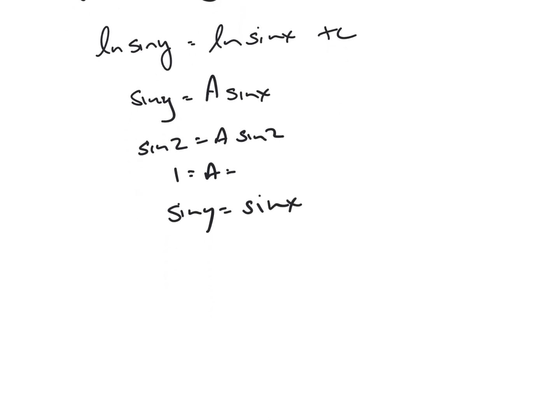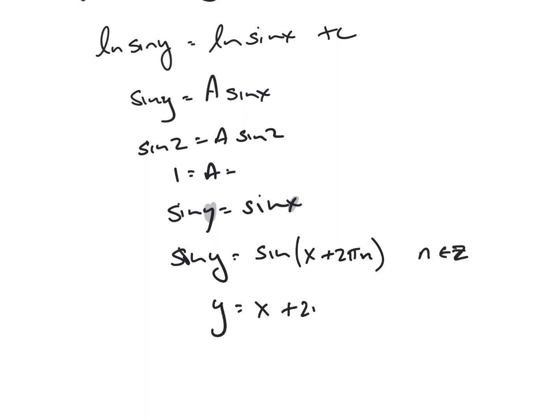So at this point, I have to recognize that y and x are angles. And so I also know that y is going to equal x plus 2 pi, or 4 pi, or 6 pi n, where I know n is an integer. It can be a positive or negative integer. It belongs to Z. And so then I can say that y is equal to x plus 2 pi n, where n is an integer value.